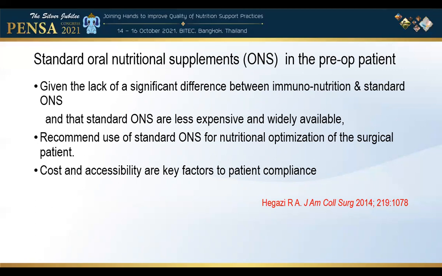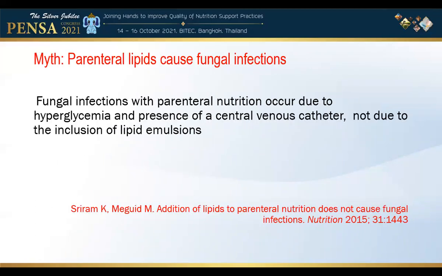using immune enhancing formulas. Another myth that exists is that parenteral lipids cause fungal infections. Well, in parenteral nutrition, when lipids are used, the fungal infections occur because of a high glucose level and the presence of a central venous catheter, not because of the lipid emulsions. And this is a paper co-authored by me and Dr. McGee, which clearly shows the evidence that lipids do not cause fungal infections.